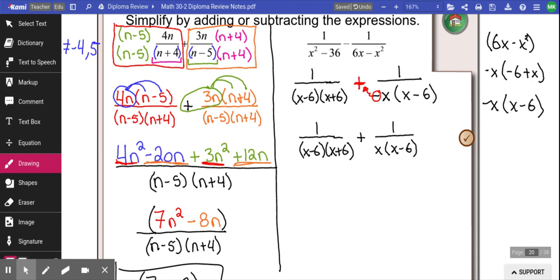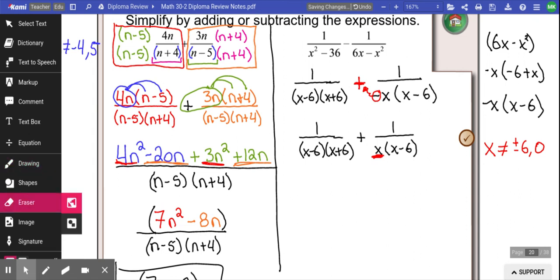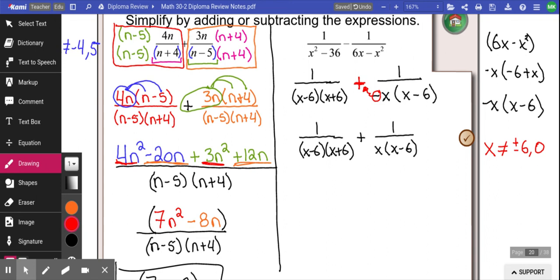Step 2, non-permissible values. The NPVs on this thing. X cannot equal positive or negative 6. There's another NPV. What else would it be? 0. The reason it's 0 is because there's a monomial with a letter. Monomial with a letter right there. Awesome. Now, we want to combine those into one fraction because that's the first part of simplifying.